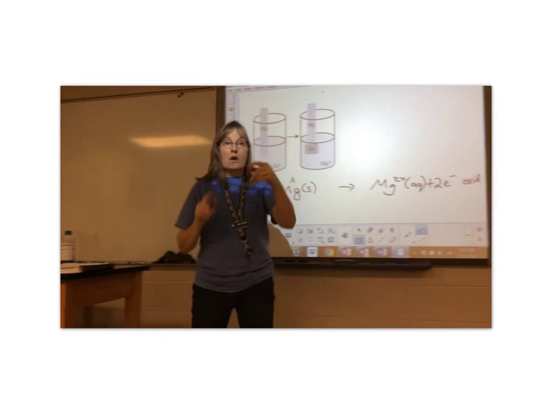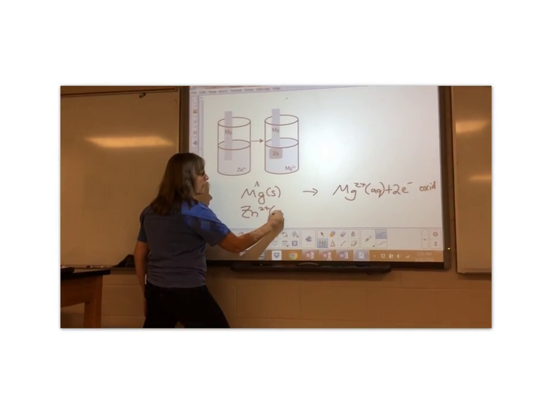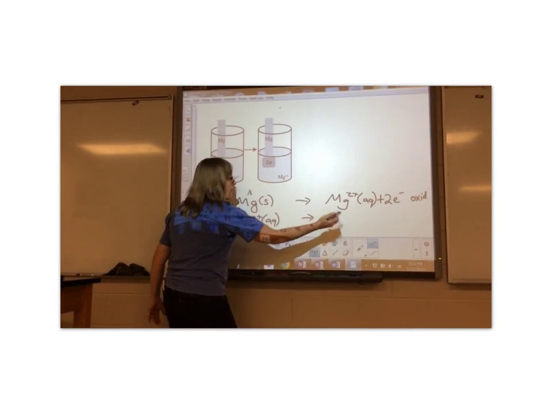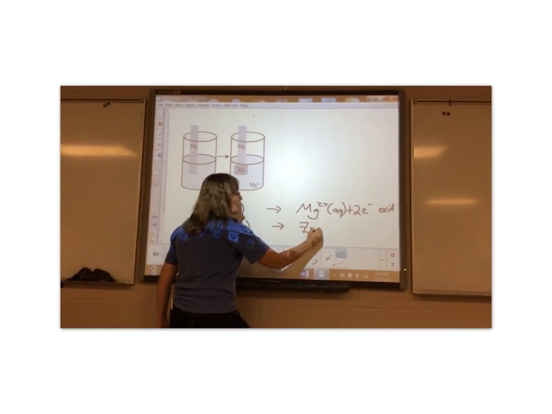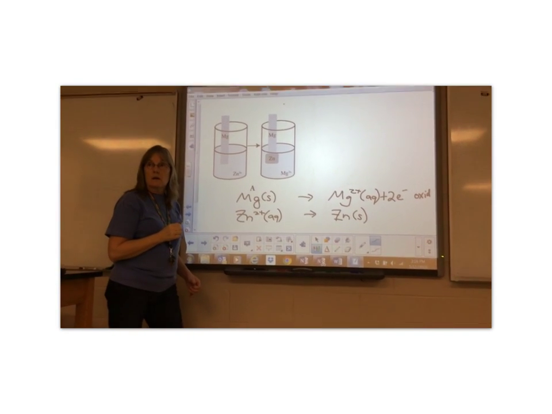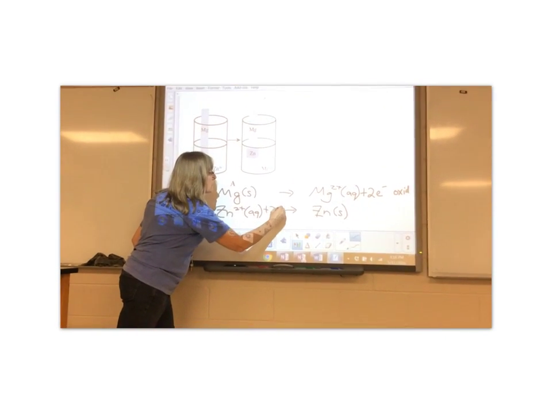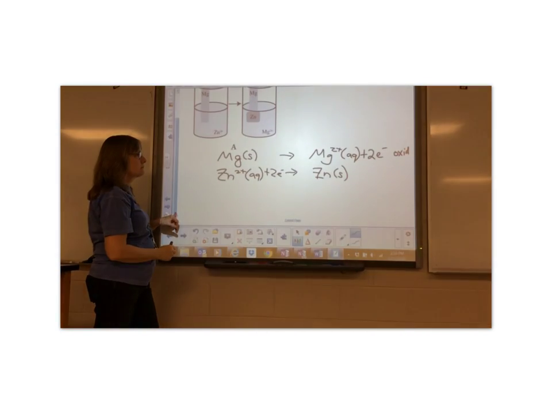Now, we're going to use our other half reaction. The zinc started as an ion, and it turned into solid zinc. Now, where can we put electrons to balance this? Left side. How many? 2. Plus 2 electrons on the left.